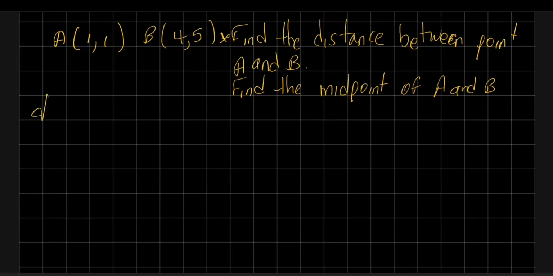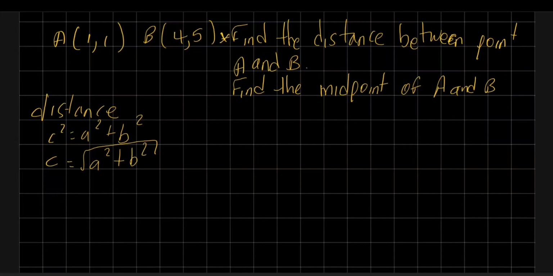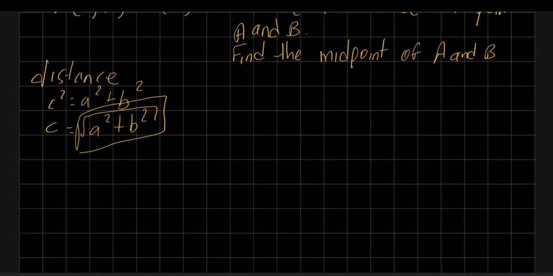If you want to find the distance between 2 points, we use a formula, and the formula is actually one that we know very well. It's the Pythagoras Theorem, which says c squared is equal to a squared plus b squared, and c will be equal to the square root of a squared plus b squared. And this is actually a formula to find the distance between 2 points.